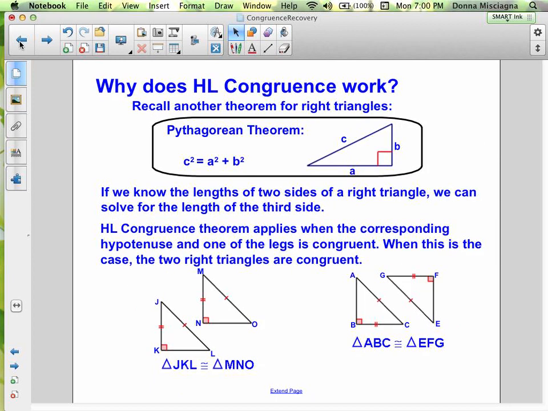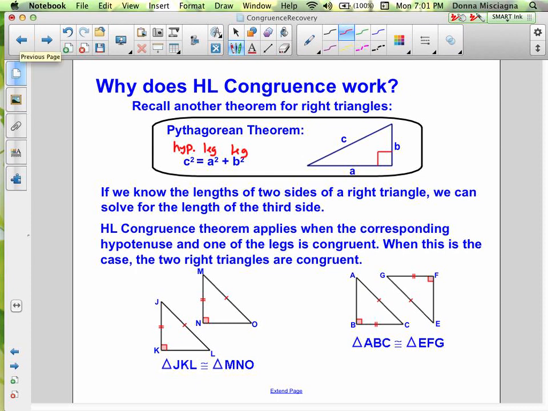There it is. All right, so recall another theorem for right triangles, and that's the Pythagorean theorem. So c squared, that's the hypotenuse, and a squared and b squared, those are legs. It doesn't matter which leg is which. So the hypotenuse squared is equal to the sum of the two legs squared. So if we know the lengths of two sides of a right triangle, we can solve for the length of the third side using the Pythagorean theorem.